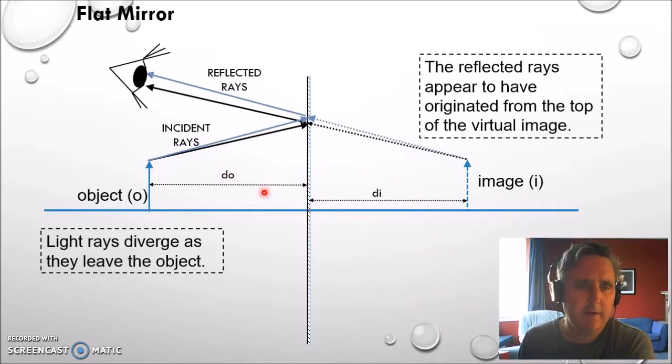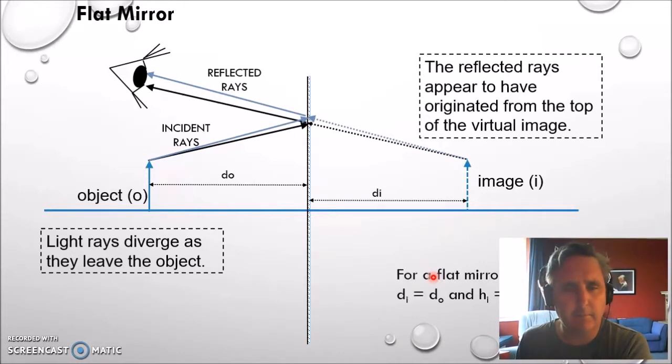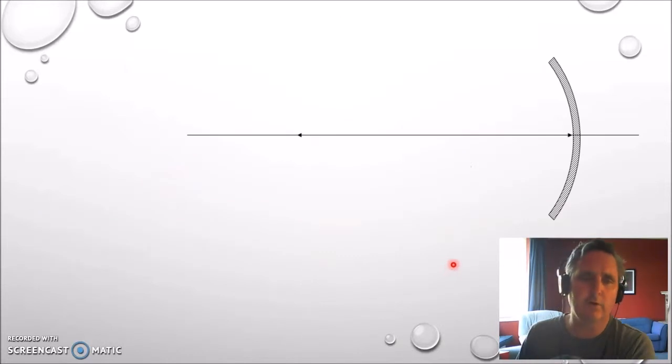For a flat mirror, the distance of the image is always equal to the distance of the object. And for a flat mirror, the height of the object is always equal to the height of the image. Let's have a look very quickly at a couple of different mirrors, and these are called curved mirrors.